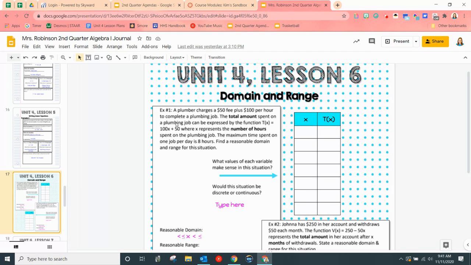So he's charging this $50 fee, the service fee for showing up. This is similar to writing equations, what we have been doing the past few days, plus $100 for every hour that he works. So that's why this is represented as a function, because if we input the number of hours that he works into our function over here, it'll give us the total cost that he's going to charge. The maximum time spent on one job per day is 8 hours. Find a reasonable domain and range for this situation.